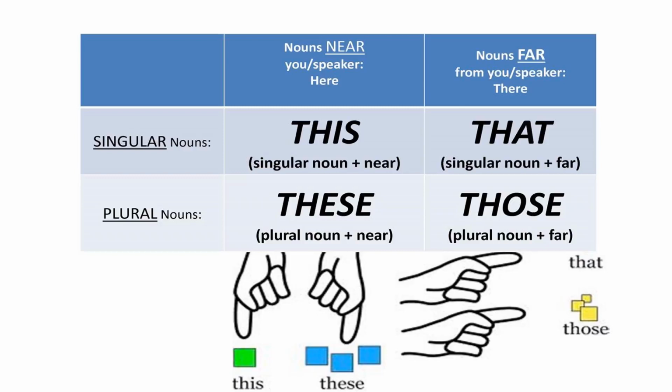Children, this and these are used for people or things that are near to you or the speaker, whereas that and those are used for people or things that are far from you or from the speaker.